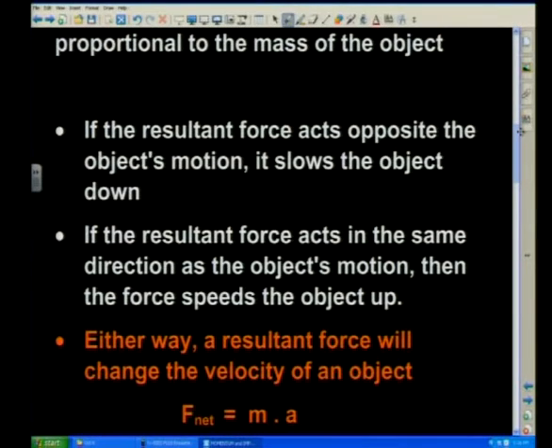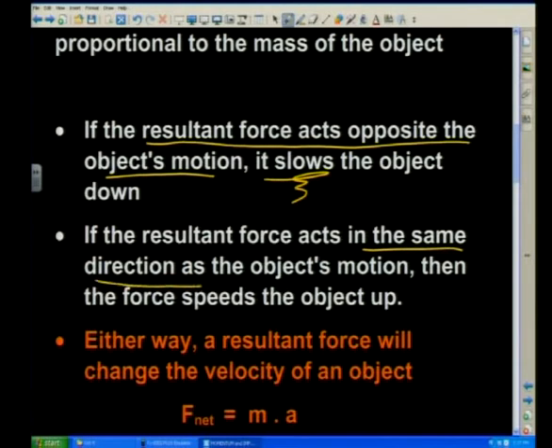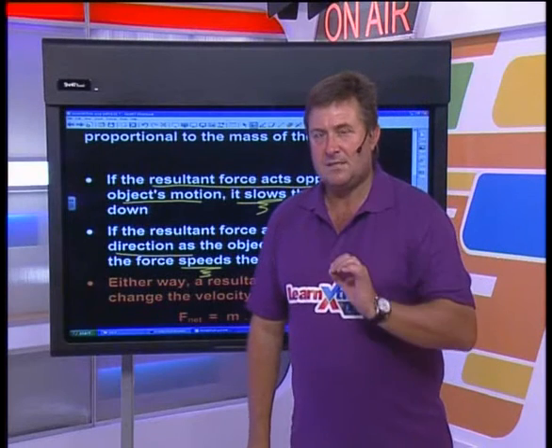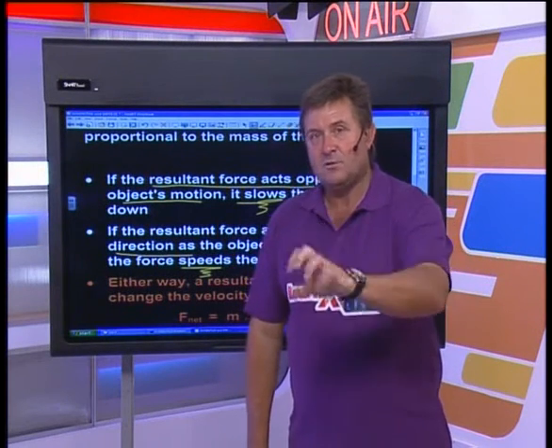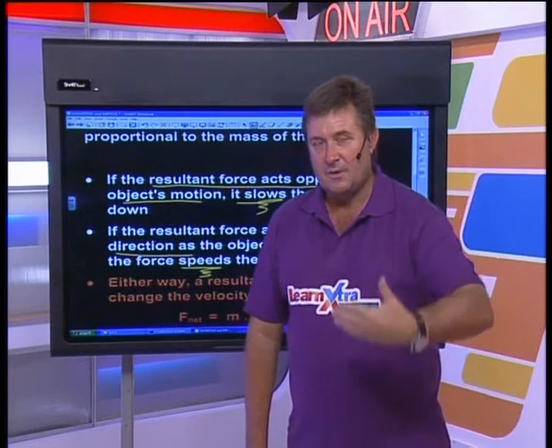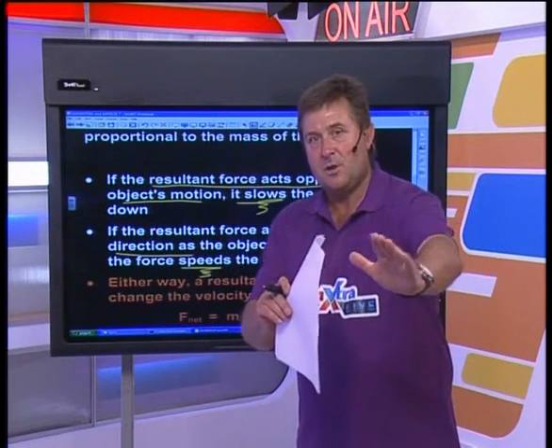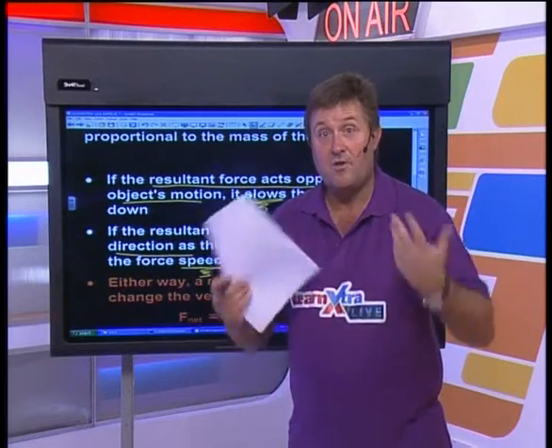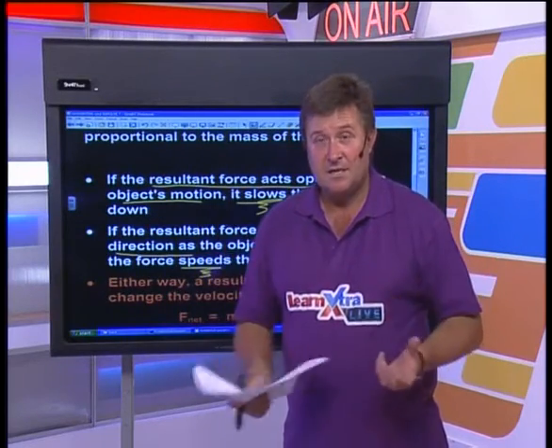If the resultant or net force acts opposite to the object's motion, it slows the object down. If the resultant or net force acts in the same direction as the object's motion, then the object will speed up. Very important that we do understand that. If the resultant force acts opposite to the direction of motion, we slow it down; if it acts in the same direction as motion, we speed the object up. In other words, it goes faster and faster.